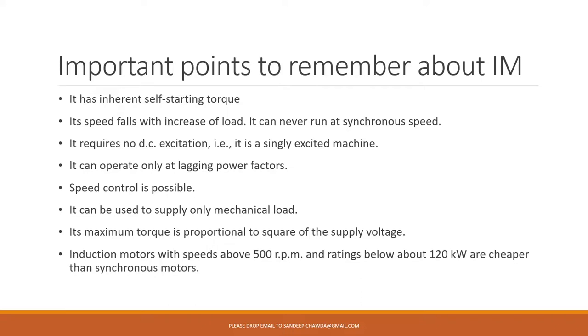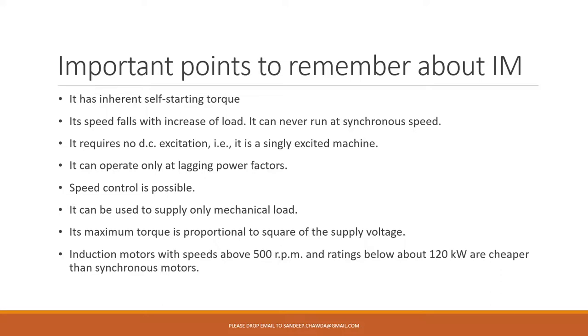We have seen that by adding rotor resistance to the rotor circuit, it is possible to control the speed. Speed control of a squirrel cage induction motor is also possible; we are going to see that in the next module. It can be used to supply only mechanical load. If you want to supply an electrical load, you need to convert mechanical power to electrical power first.